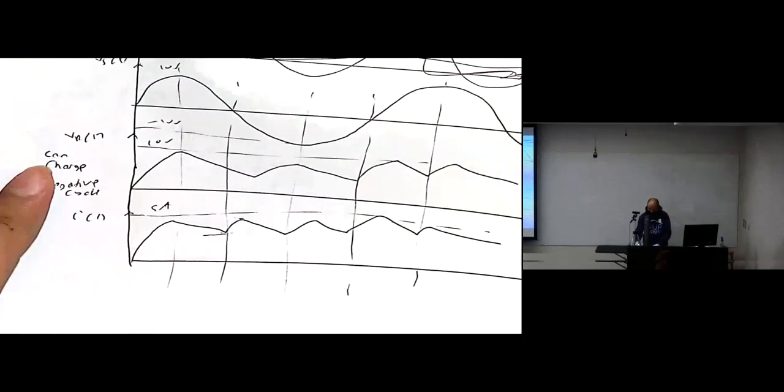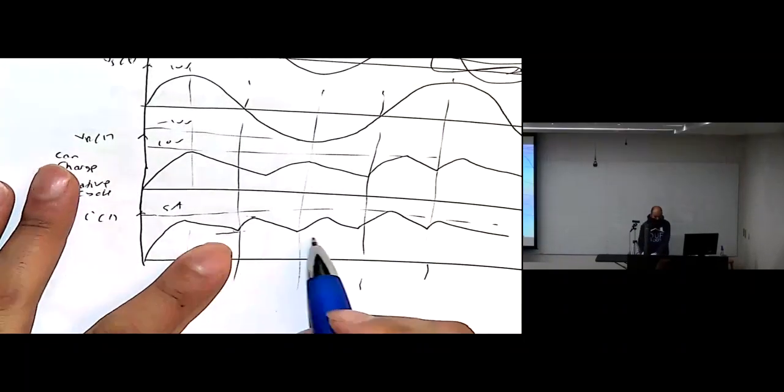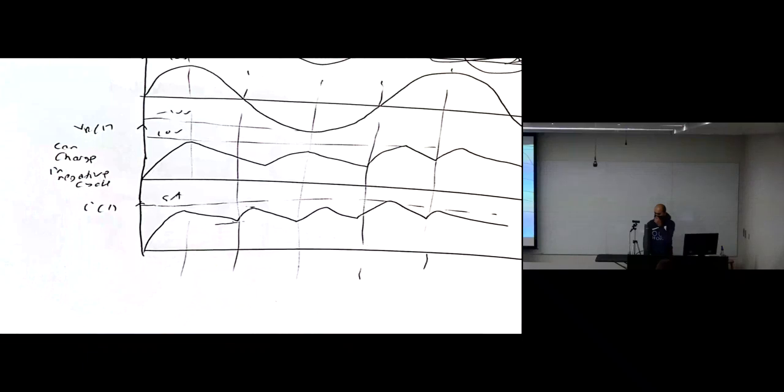And if we have a good capacitor, then this one will be smoother and smoother. So we can get the DC. Okay? That's how we get the DC in real applications.